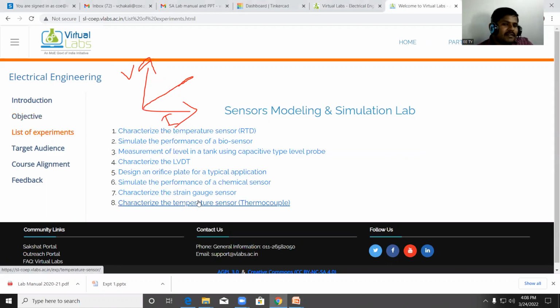Again, under VLab, a list of experiments is given: characterize the temperature sensor, simulate the performance of a biosensor, measurement of level in a tank using a capacitive type level probe, characterize the LVDT sensor, design an orifice plate for a typical application, simulate the performance of a chemical sensor, and characterize the strain gauge equipment. So these 8 experiments, just 5 minutes.